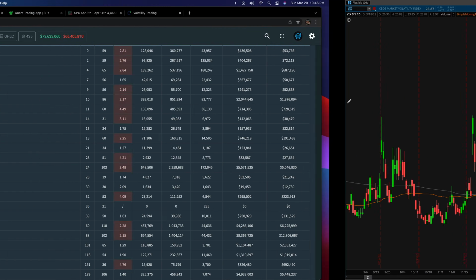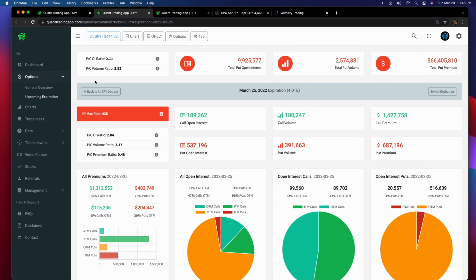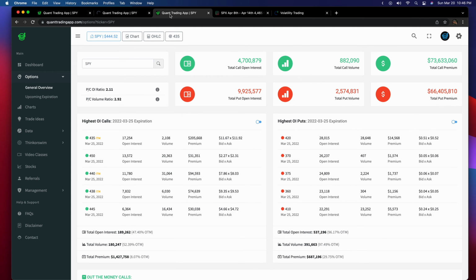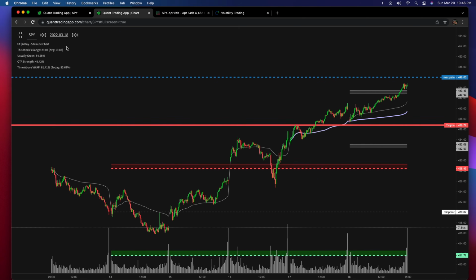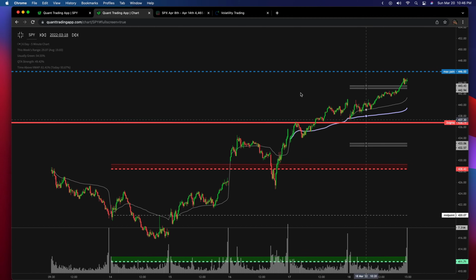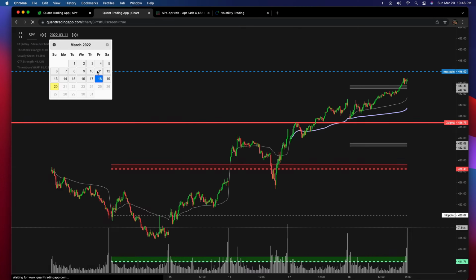Last week, if we jump back over to Quant Trading App and go to the charts tab. Let's see if I actually have this open here. Nope, did not have it open. Let's make this full screen. If you guys didn't catch this yet, the max pain is now actually on the charts panel for the site. But let's jump to last week here.